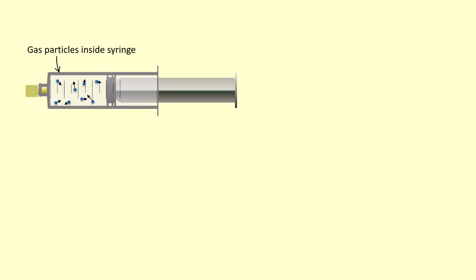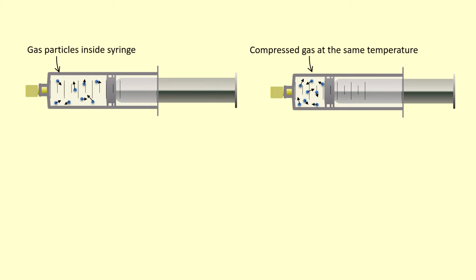Here we have a sealed syringe with some gas trapped inside it. At one end it's closed, so the gas particles can't escape. I'm going to compress it slowly so the temperature doesn't change, but I'm reducing the volume. Let's say I have half the volume. What's going to happen to the pressure? It turns out the pressure is actually going to double. We call this an inverse relationship, and this is only true if the temperature is kept constant.